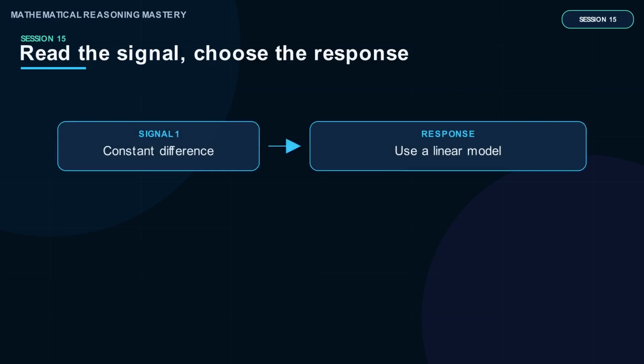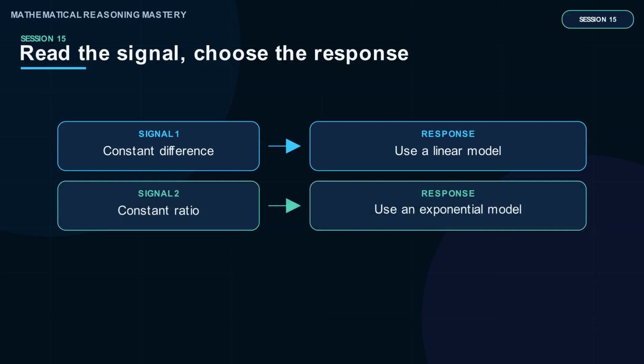Signal 1 is constant difference. Respond by remembering: use a linear model. Name the response before calculating. Signal 2 is constant ratio. In that case, use an exponential model. The form tells you which tool fits.